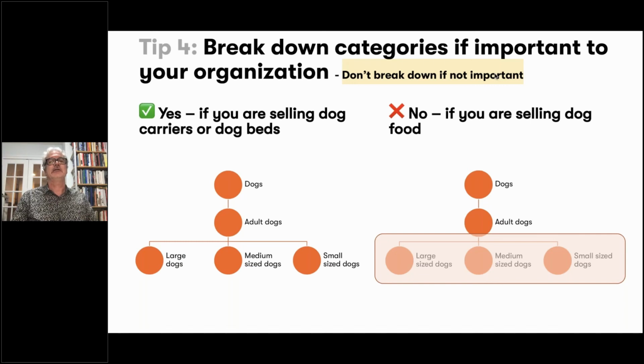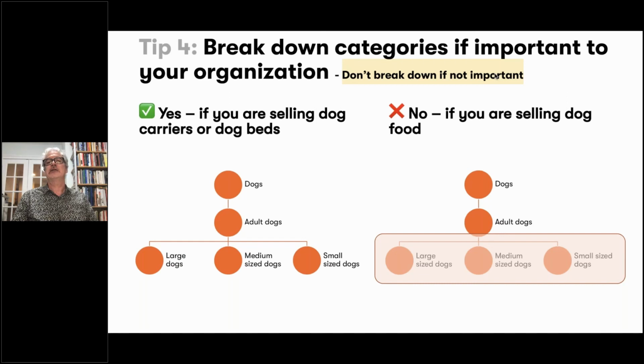On the left side, we have dogs broken down into adult dogs, and we've then broken the adult dogs down by size. And so if you were selling dog carriers or dog beds, those are products that can vary in size. And we know that adult dogs themselves vary in size. They're all different kinds of sizes. So it makes sense to break down adult dogs according to size.